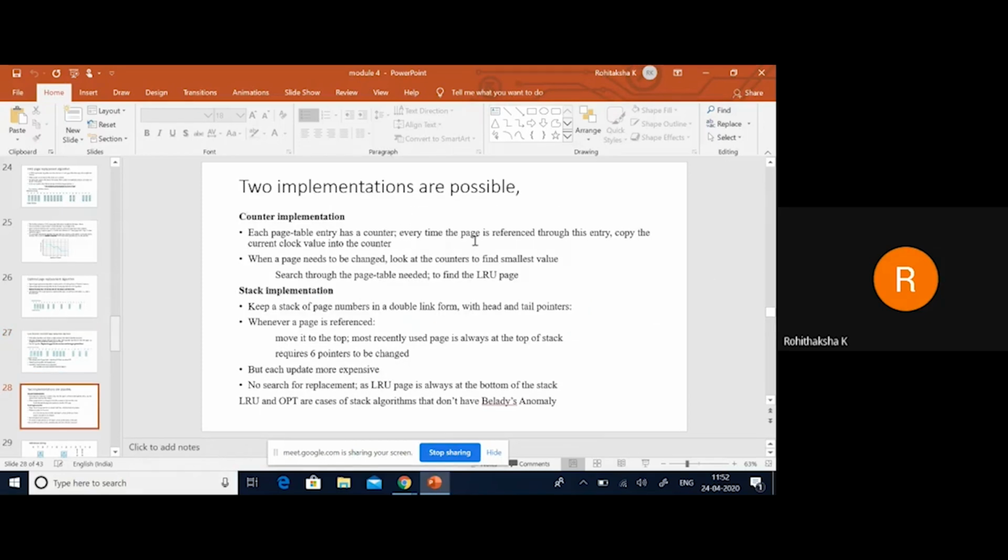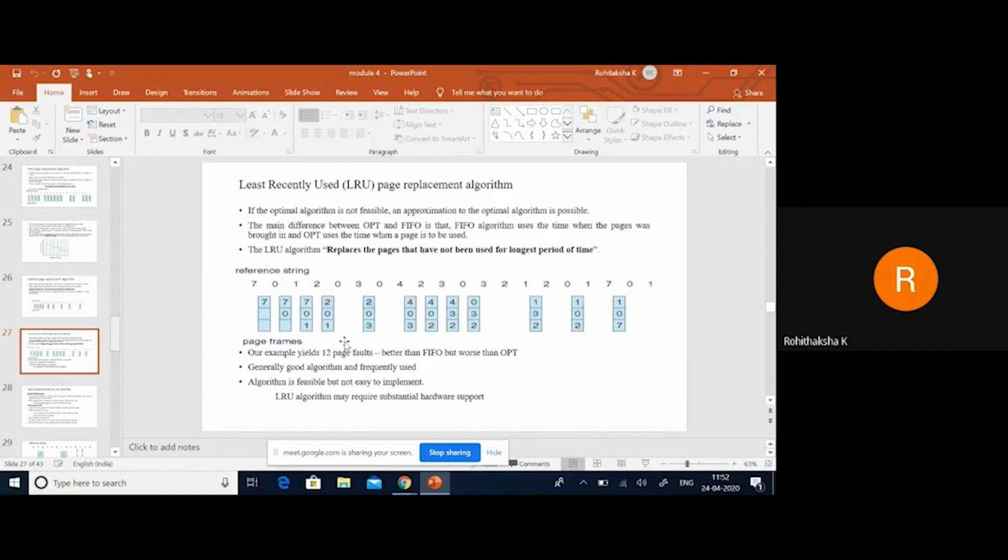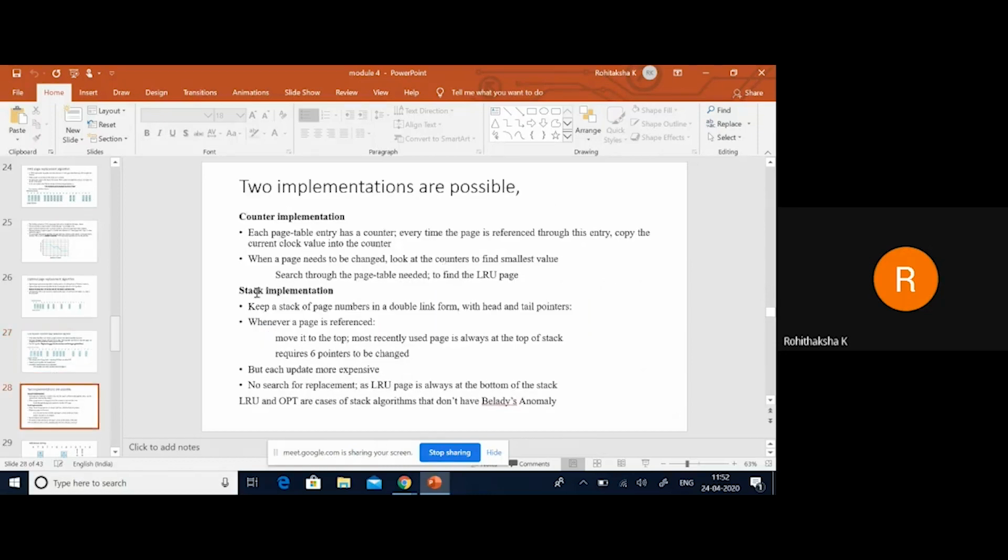So two implementations are possible in order to overcome this. What are the two? LRU can be implemented by using two techniques. One is the counter technique and another one is the stack implementation. So what is this counter technique?